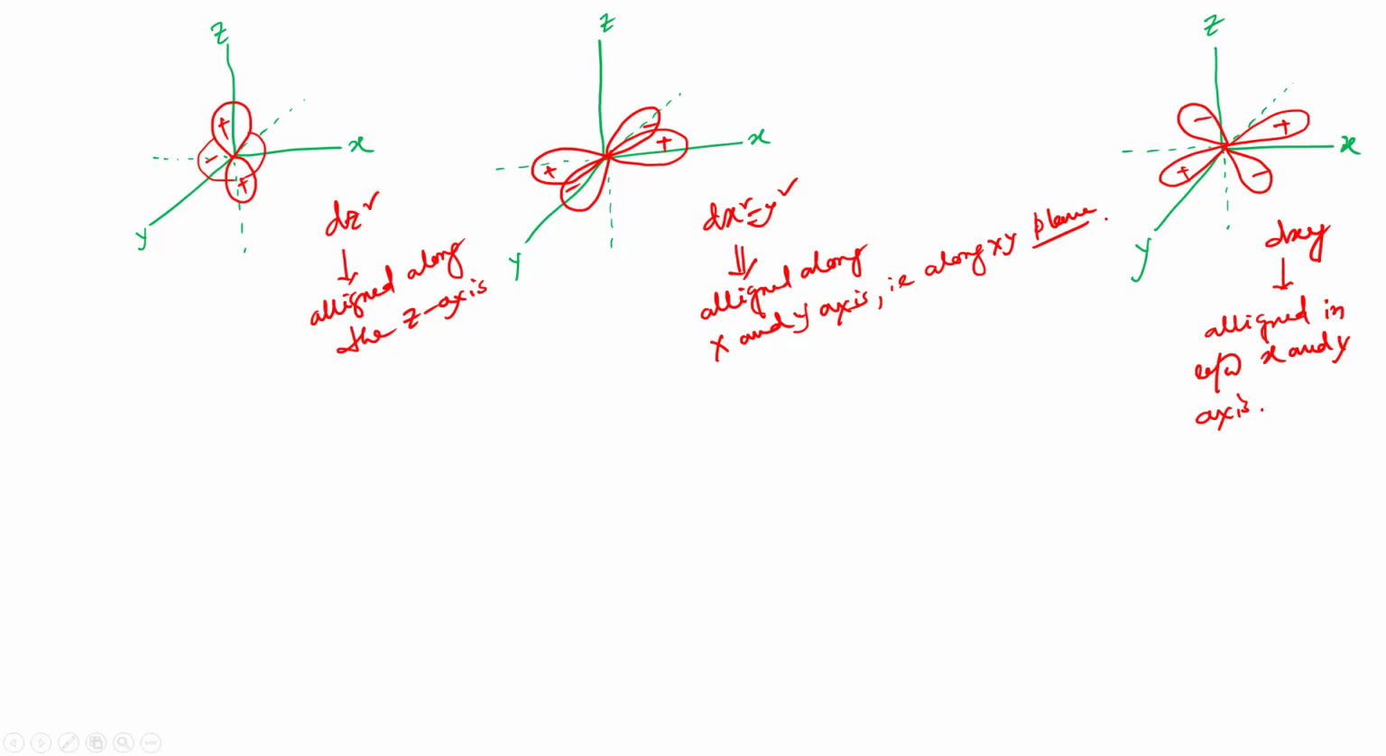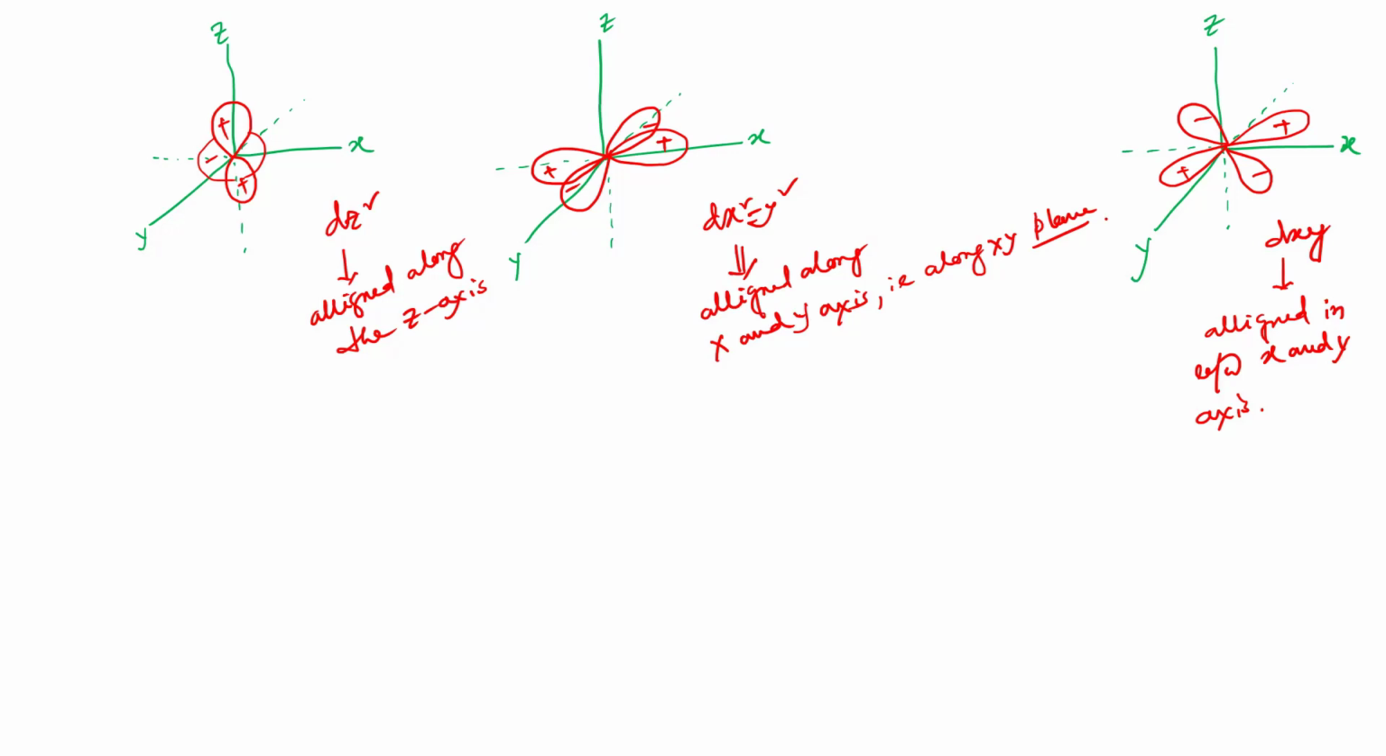The dxz and dyz orbitals you can also draw similarly. The dxz orbital will be aligned in between the x and z axis in the xz plane, and the dyz orbital will be aligned in between the y and z axis in the yz plane.